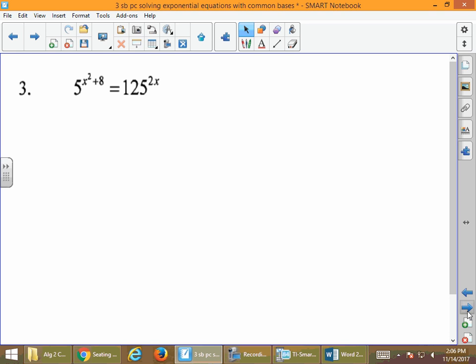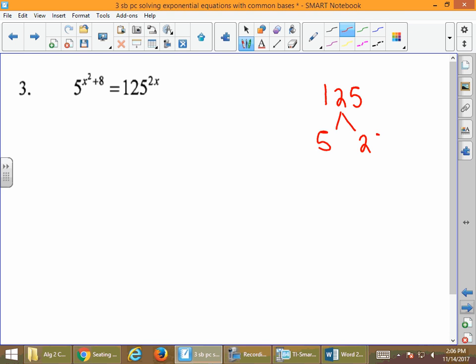Problem 3 is a little bit more complicated than the previous two, but we've got the idea now, so we want to apply it a little bit more. Let's take this number of 125 and let's break it down. What we know here is 125 is 5 times 25. And we can break down 25 a little bit more into 5 times 5.